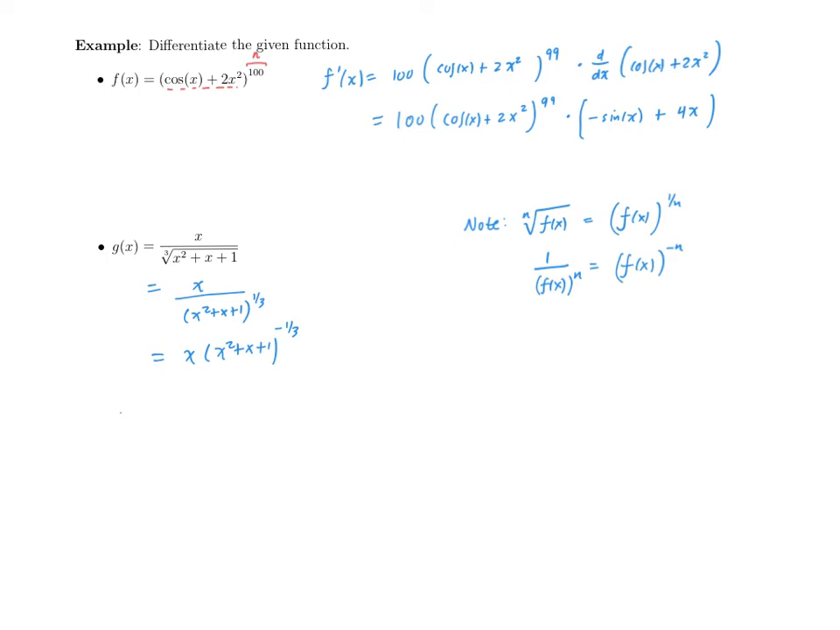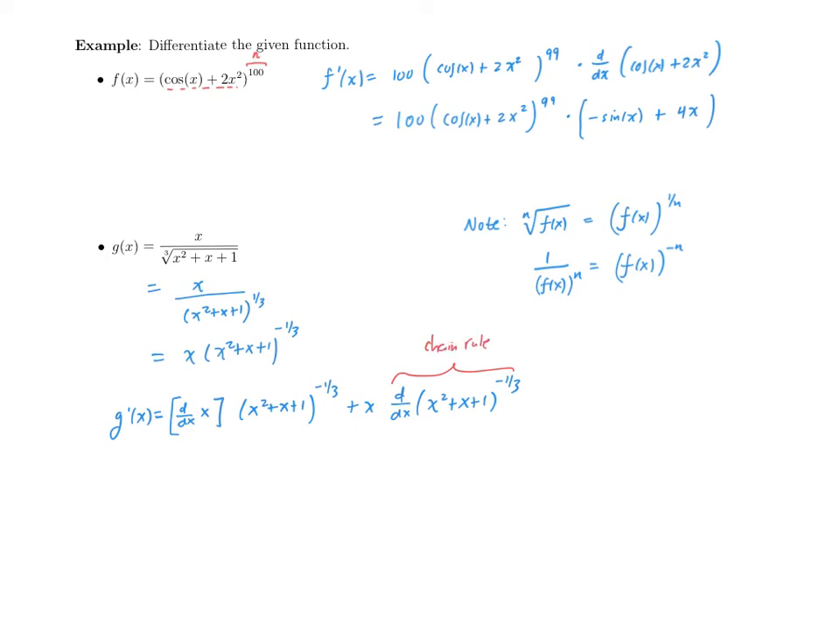So now when I go ahead and differentiate it and I use the product rule, I'm going to actually write the product rule out, even though you don't have to, just to make sure we're all on the same page. So we take the derivative of the first function times the second function plus the first function times the derivative of the second. And it's when we differentiate this second function that the chain rule comes into play.